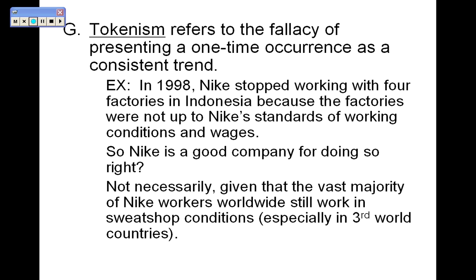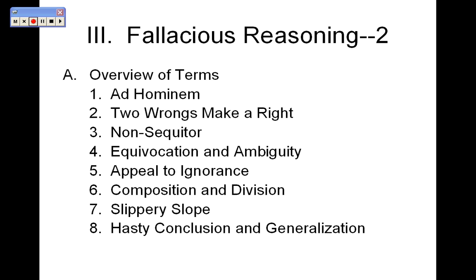If you do evil your entire life and you do one act of good and you present the one act of good as if that's your life, you're still evil. So then these are the last set of logical fallacies. Here's the overview. The first one is ad hominem. Two wrongs make a right. Non sequitur, equivocation, and ambiguity. The appeal to ignorance, composition and division, slippery slope, hasty conclusion, and generalizations.